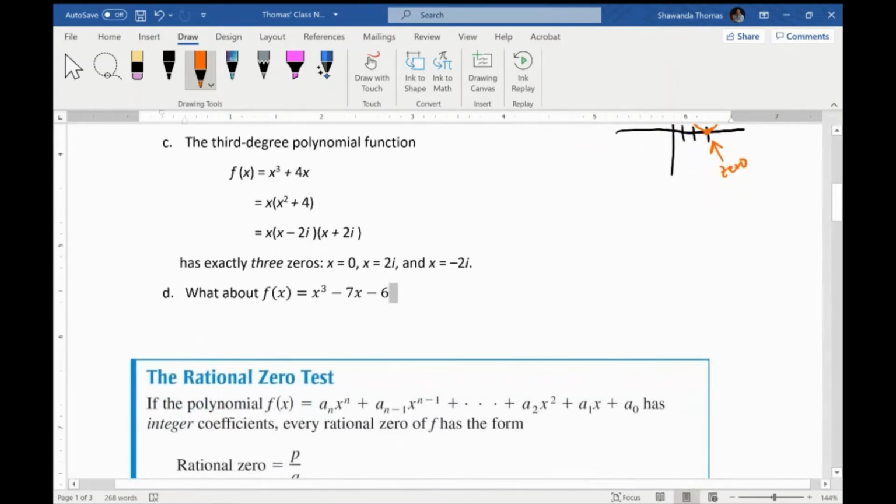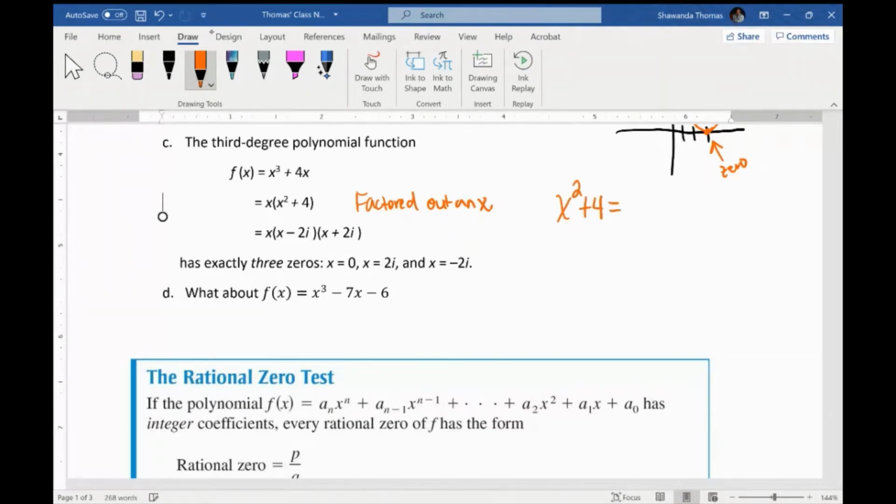Let's look at C, the third degree polynomial function. So notice, what did they do first? They factored out an x, right? But notice when they factor out an x, they have x squared plus 4. Let me write that out. X squared plus 4. If we set that to 0, let's go back through this. How will we solve for x? We went over this briefly last time, but let's go over it again. How would you solve for x?